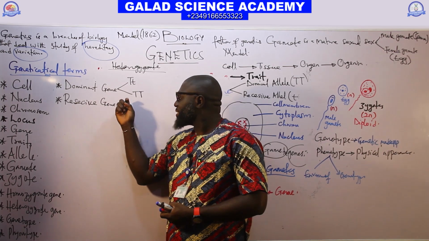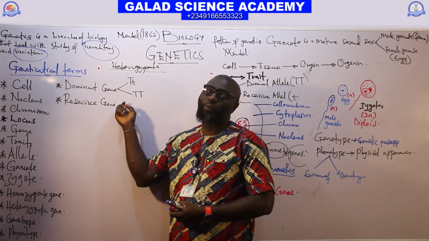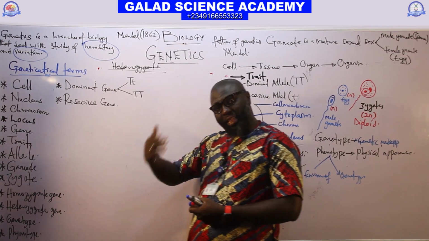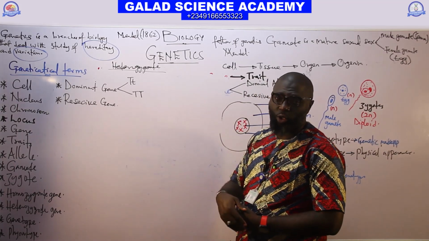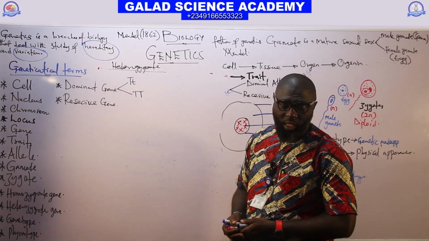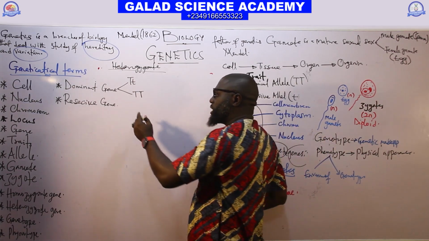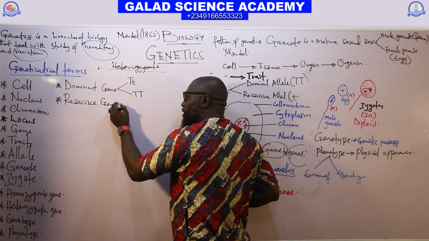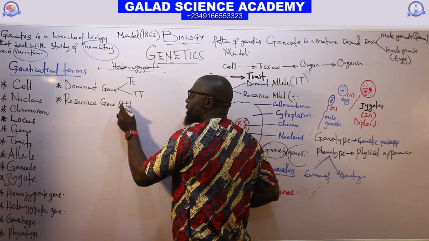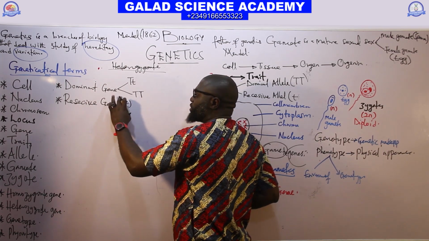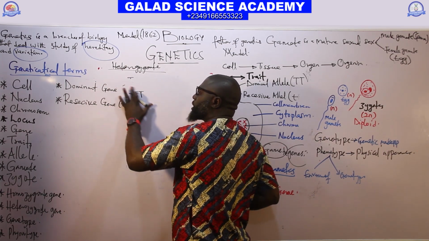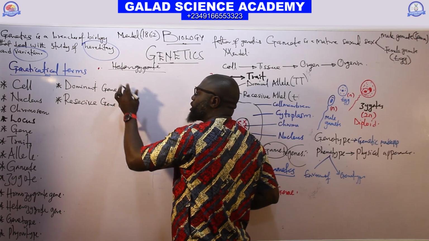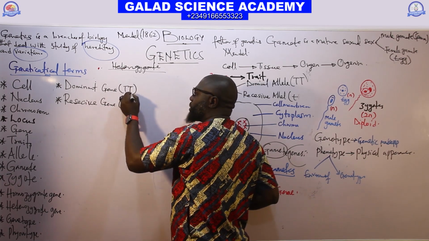So any gene that fails to express itself in heterozygote condition, we call it a recessive gene. We use the small letter t to represent the recessive gene, and we use the capital T to represent the dominant gene.